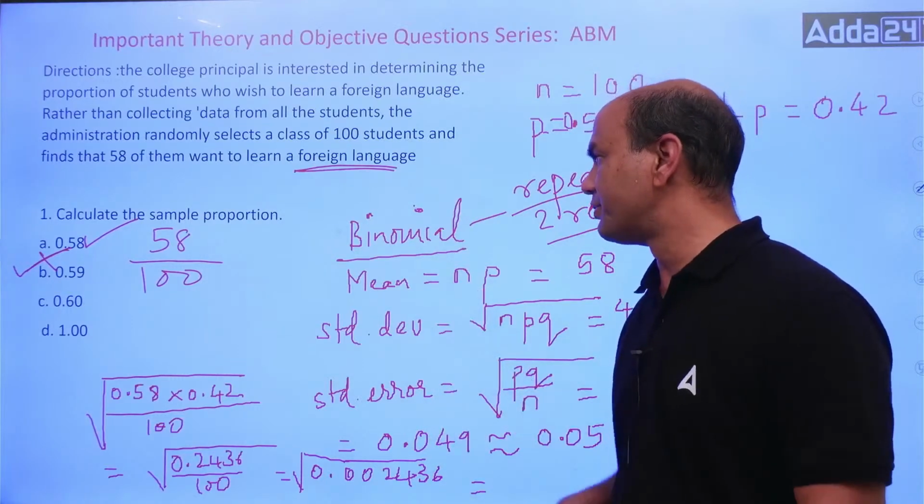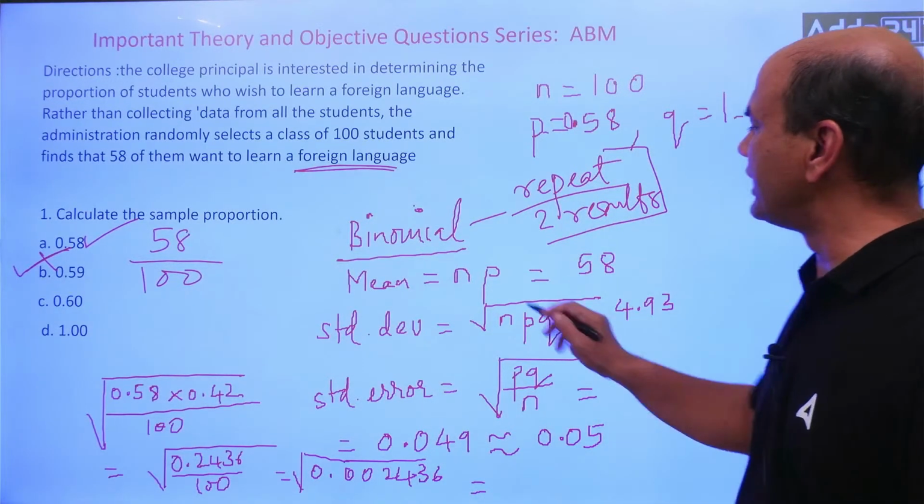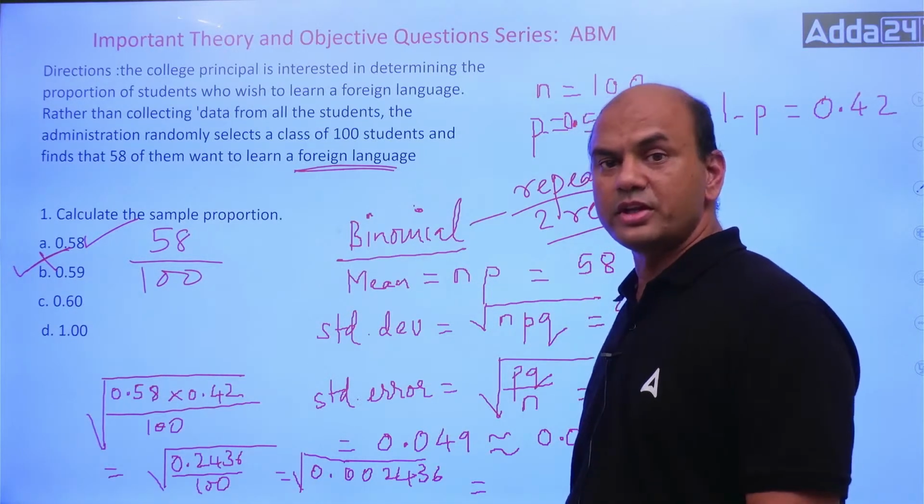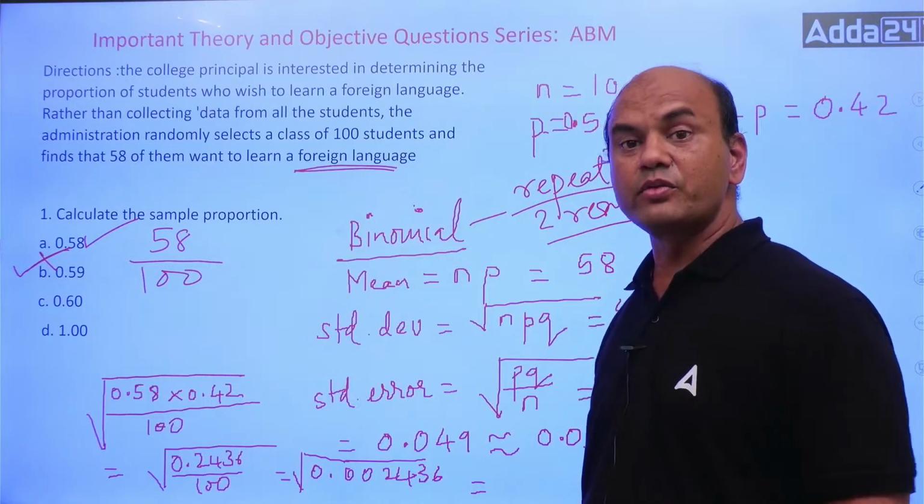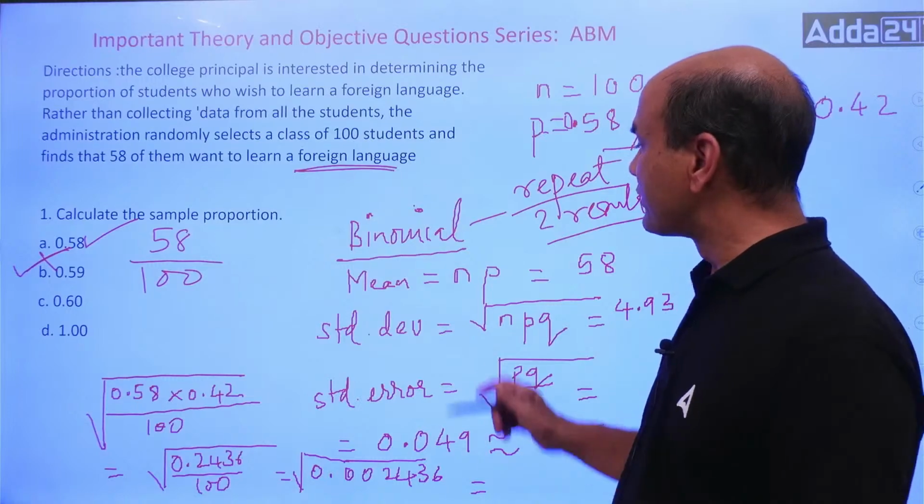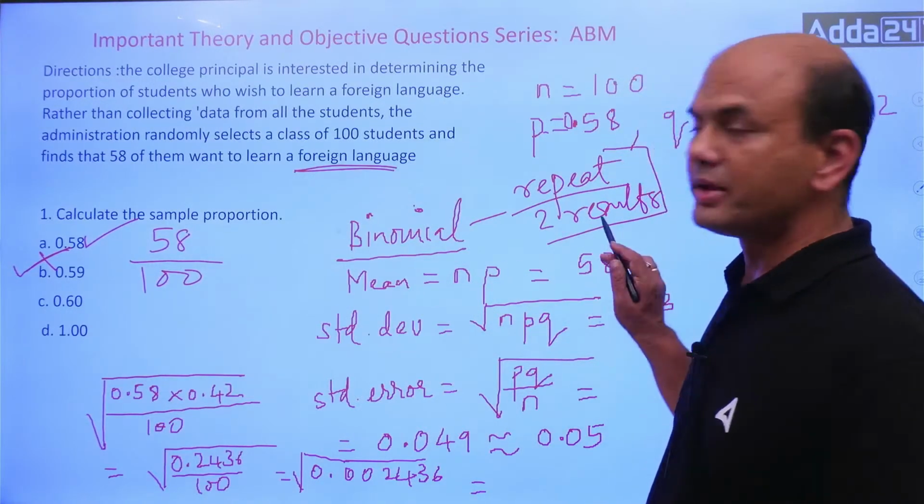One is mean. Mean means what? Mean formula is very simple. Mean equals NP. What is N? Number of students. What is P? Success. What is success? 0.58. Just now we saw it, 58 out of 100. So 0.58. So mean equals N into P, 100 into 0.58. So it is 58. So mean is 58.